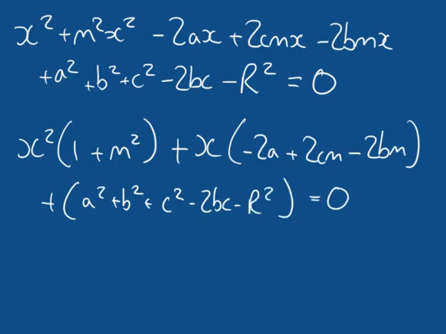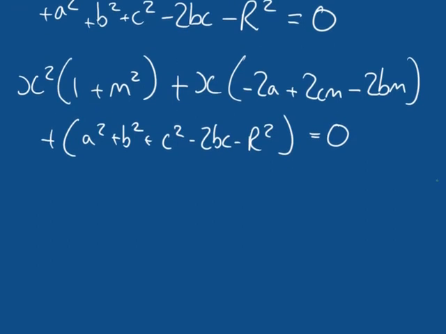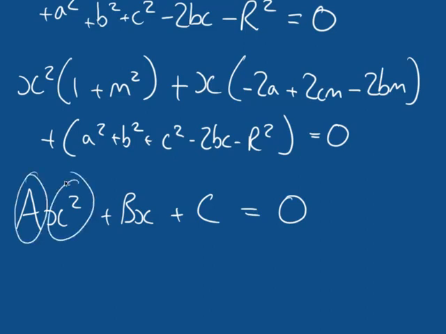So what have I done here? Well, I've actually written this in the form of Ax squared plus Bx plus C is equal to 0. Now, I've used capital A, B, C just to distinguish from the lowercase a, b, c we already have in our equation, but you notice we have A times x squared, where A is going to be this bracket here. So A is equal to 1 plus m squared.